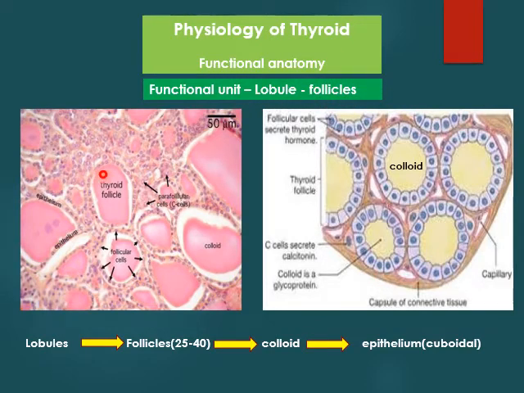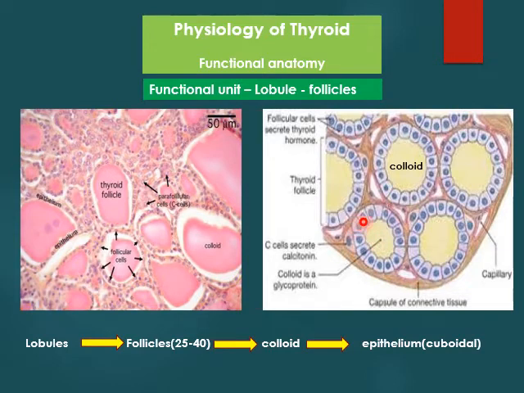Okay, this diagram here shows you multiple follicles which are lined by follicular cells and filled with colloid. Here again you see multiple follicles. They are lined by cuboidal cells known as the follicular cells, which is the functional unit of the thyroid. And the center of these follicles is filled with colloid.